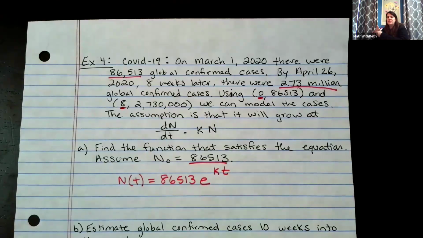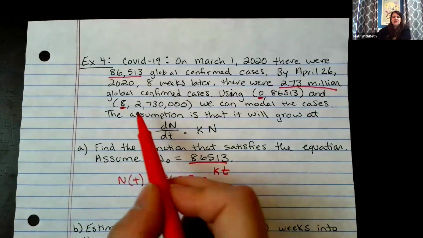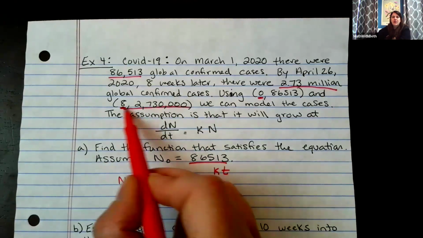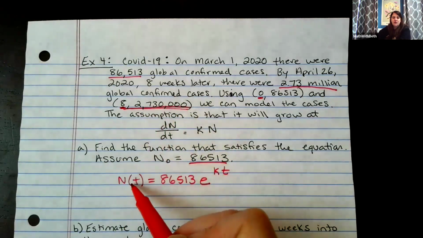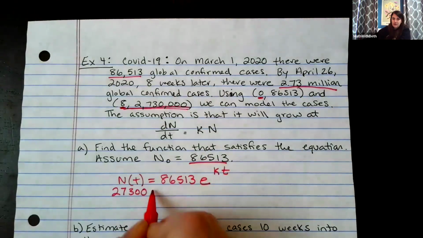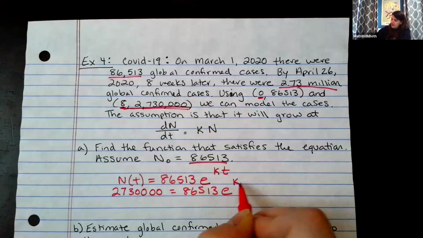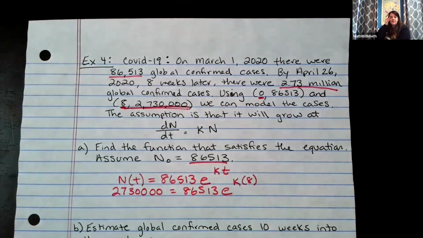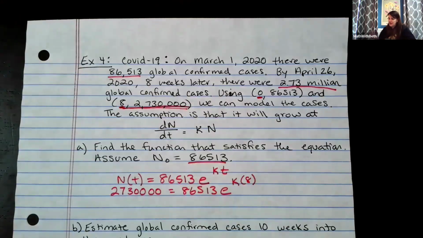So we need to do one more thing to figure out that k, and that is, now that we kind of have the equation, we can use this other point and plug in 8 for the t and this for the answer and see what we get for K. So if I plug in my 2.73 million, which is really this, and plug in my 8 for T, we should be able to solve for K. So first step is I'm going to divide both sides by the 86,000.